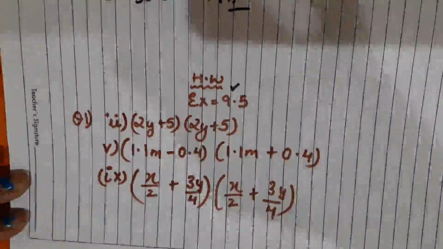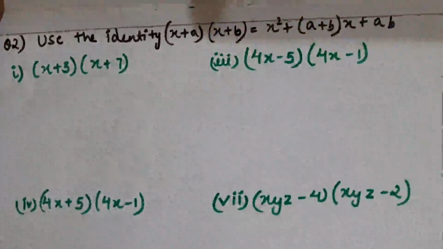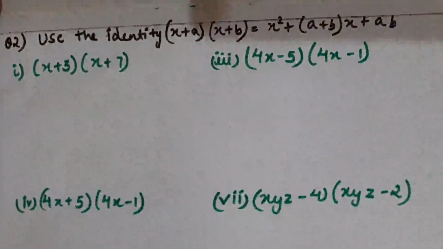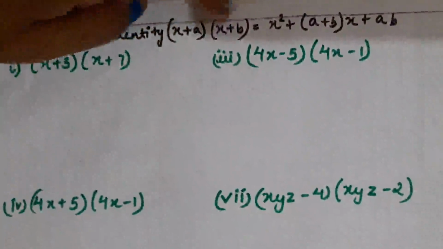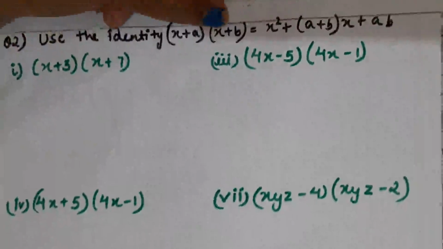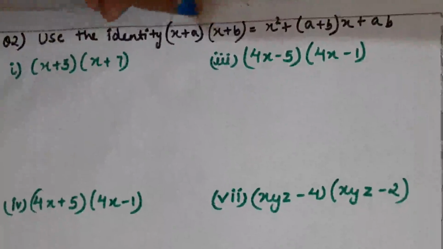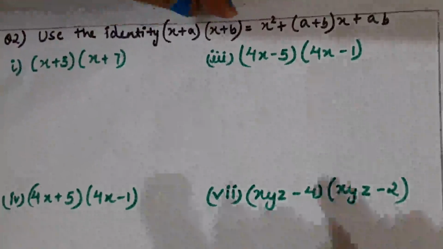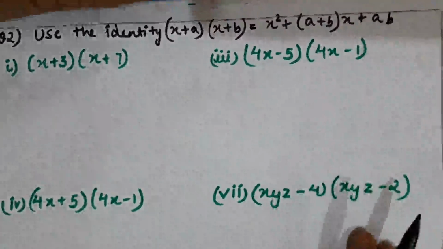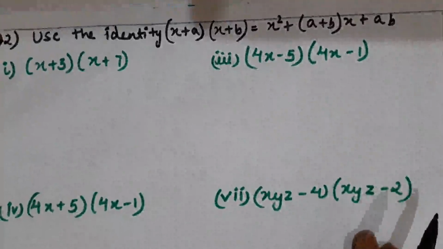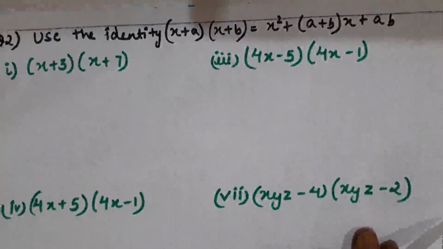Question number 2. Now in question number 2, you have to use the identity, that is (x plus a)(x plus b). Means the first variable is going to be the same, the second is going to be different. So the formula will be x square plus (a plus b)x plus ab. So you have to put the value inside this identity. Let's move to the first part.